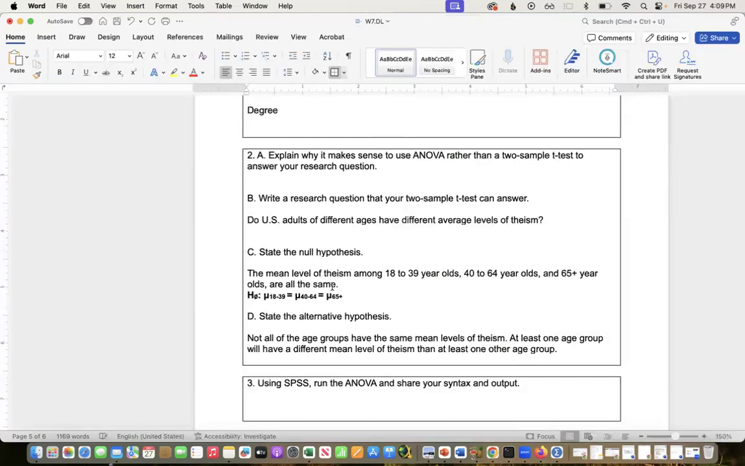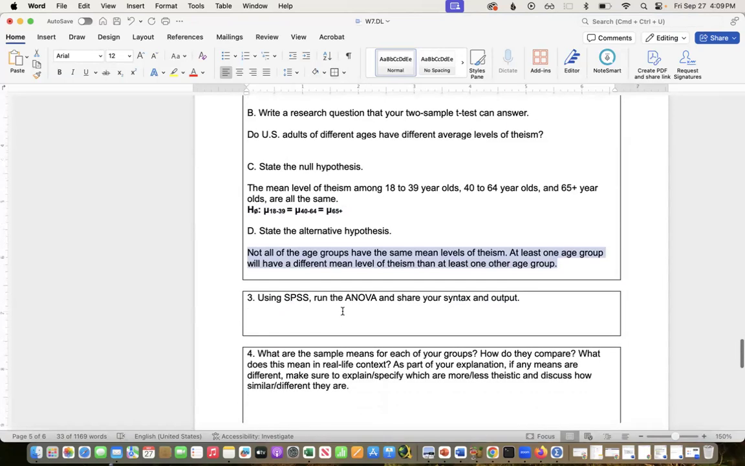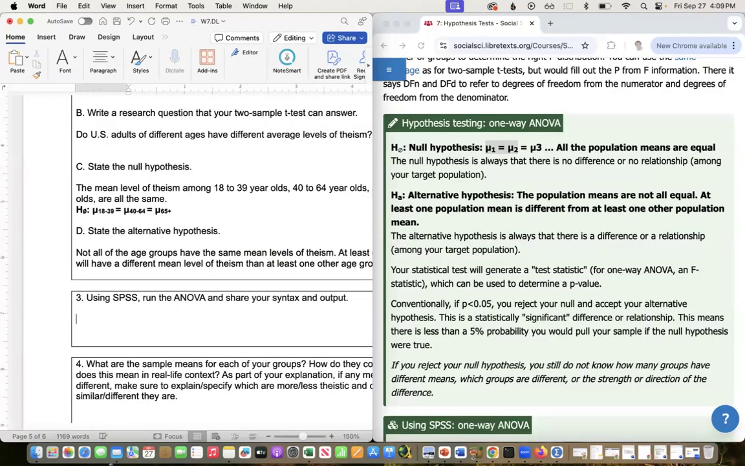Okay, so again, this is that they're all equal. This is that they're not all equal, but it just means at least one is different from another. They could all be different. It could just be one that's different. We don't know. Okay, now I'm going to run ANOVA.